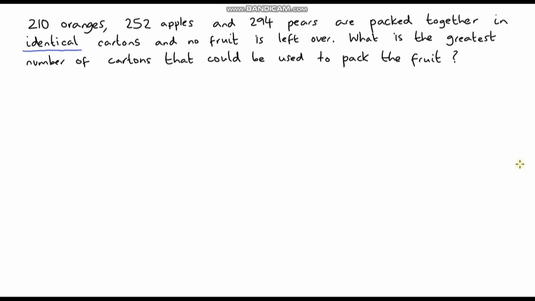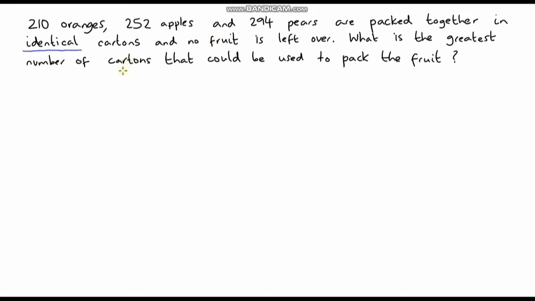So let's just think about this. Let's say we use 10 cartons. So if we've got 210 oranges and we split them up into 10 cartons, then we're going to have 21 oranges in each carton. If we split 252 apples up into 10 cartons, then we're going to have a decimal. 252 divided by 10 is 25.2. We cannot have 25.2 apples in each carton. We can't chop up the fruit. We have to have whole numbers of apples, pears and oranges. So that would not work.